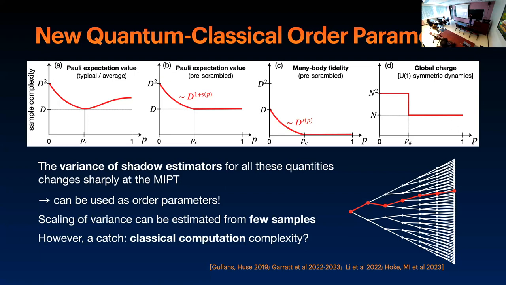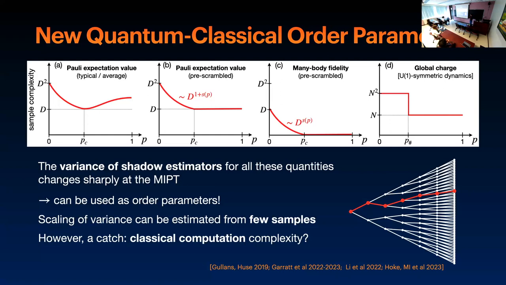And this can serve as an order parameter for this measurement-induced transition that can itself help us get rid of this kind of problem of branching trajectories and help us do this without having to repeat this very many times. So again, there is a catch, which is the classification, which could be hard. So this isn't a sort of a miracle.